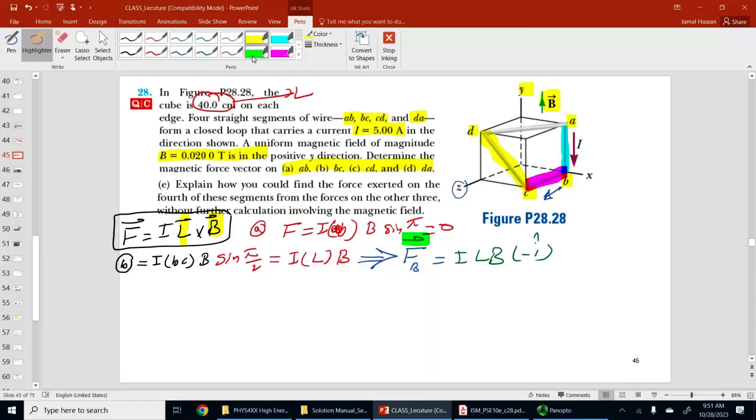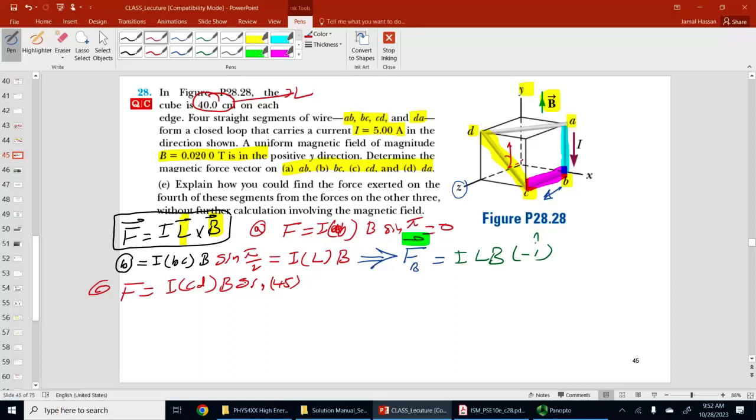So I think this is part C, right? CD, part C. So let's repeat this. F is equal to I, the length of CD, multiplied by B, the angle. Also, the angle is not 90, right? Basically, the angle is 45 here, because the magnetic field looks like it is here. So this is 45, because if you think about the perpendicular to this line, this is 45. We have to be careful. So it's equal to sine 45.